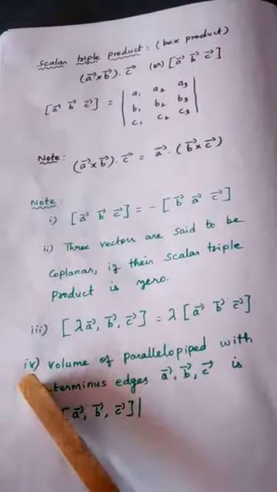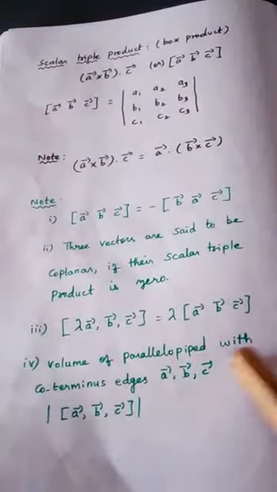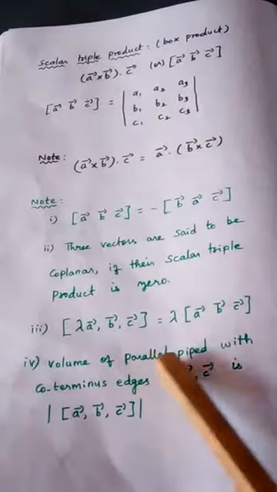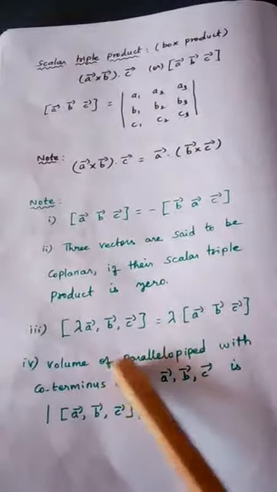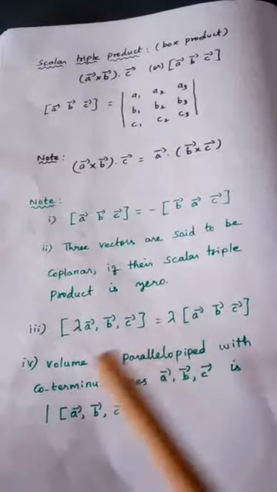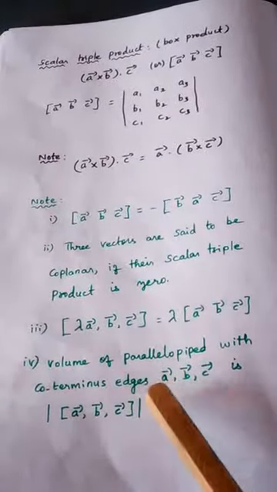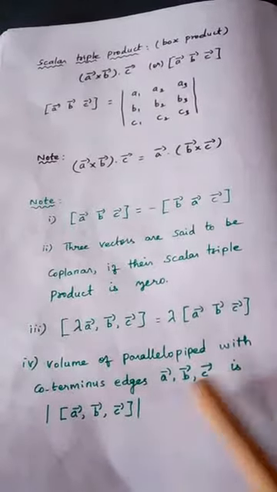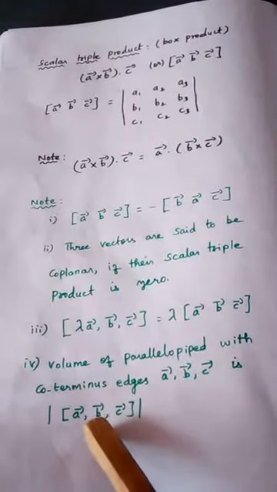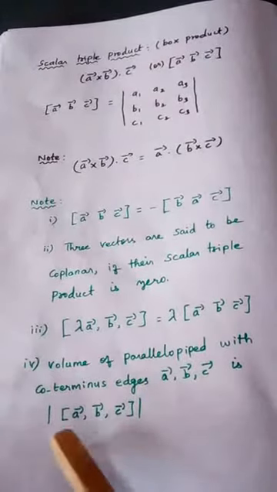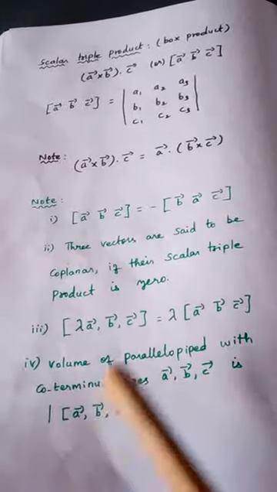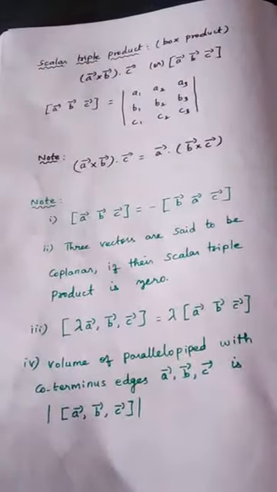And the final point, volume of parallelepiped with coterminous edges. You just see this diagram in your textbook. Let us read the formula here. Volume of parallelepiped with coterminous edges, A vector, B vector, C vector, is also given by the scalar triple product. The modulus of the scalar triple product will give us the volume of the parallelepiped.